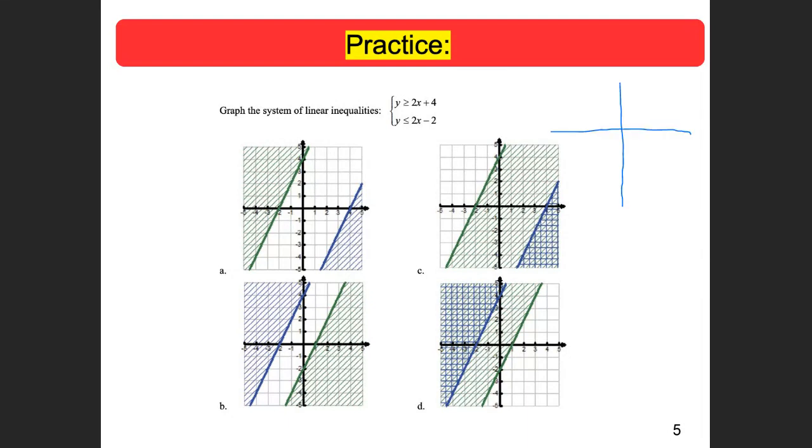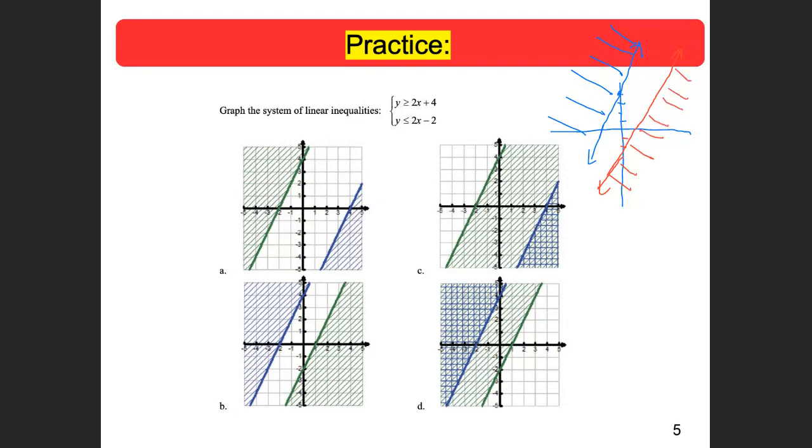I look at this and I say, okay, y is greater than 2x plus 4. So 1, 2, 3, 4, and a slope of 2. It's going to be something like that, and it's going to be everything shaded above the line. Then I would pick a different color, and I would go, okay, y is less than 2x minus 2. So 1, 2. Oh, the slopes are the same, so they're going to be parallel lines. And since it's less than, it's going to be everything shaded below.